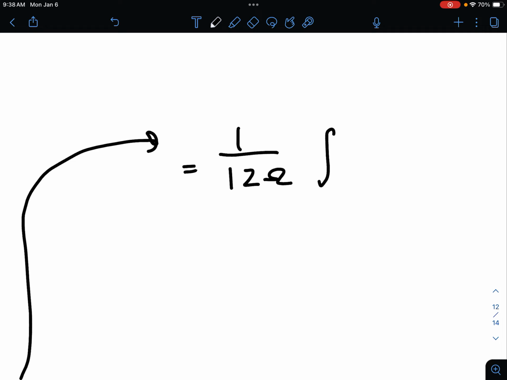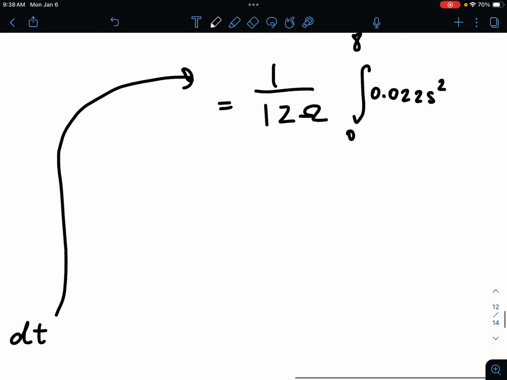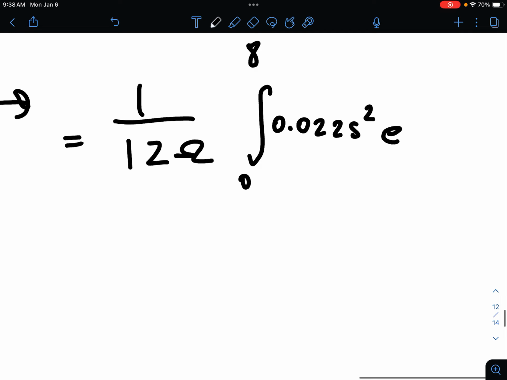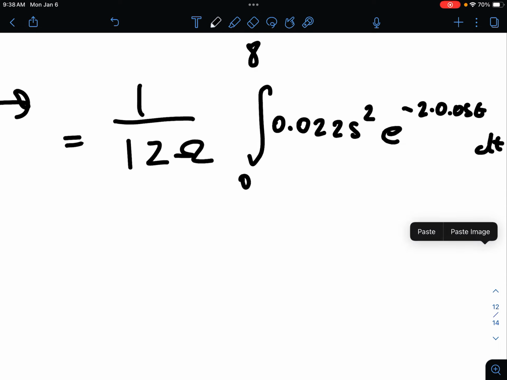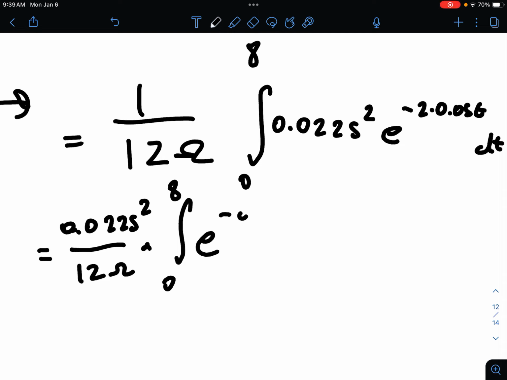So when I'm squaring the voltage, I'm squaring the 0.0225, and I'm squaring the exponential, which, when you think about your exponential properties, is the same as just doing negative 2 times 0.05 t dt. So 1 over 12 ohms times, now I'm pulling out the 0.0225 squared, times that integral from 0 to 8 of e to the negative 2 times 0.05, which is negative 0.1 t dt.